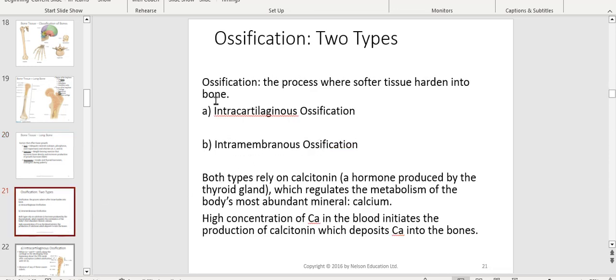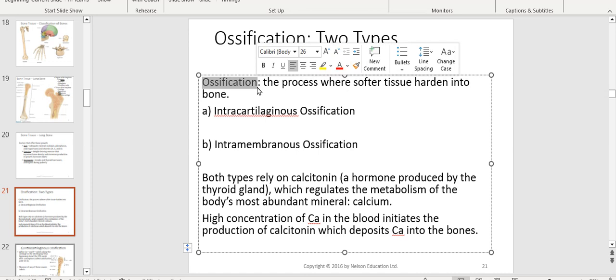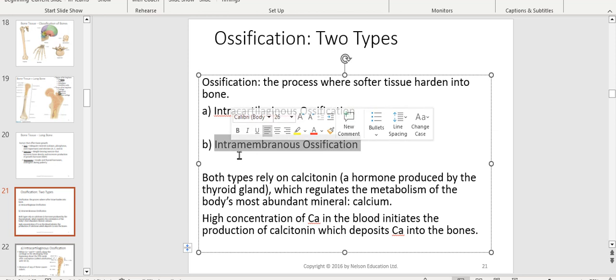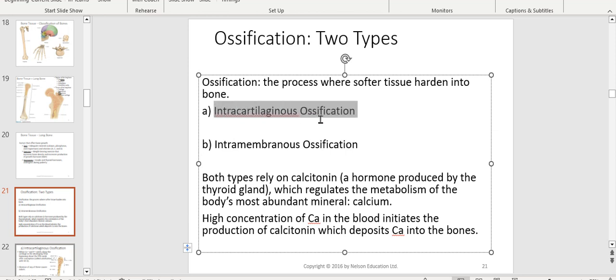Ossification. Here we're talking about the building of bone growth. There are actually two kinds. When you're talking about flat bones and long bones, there's intracartilaginous ossification, and then we have intramembranous ossification. This one is for flat bones, think of the skull. And intracartilaginous is the other kind, like long bones.